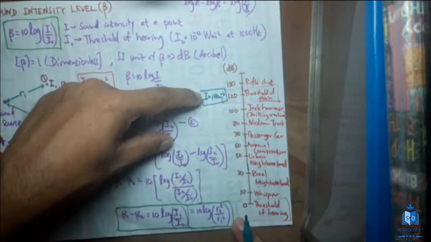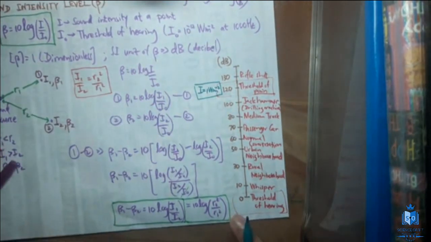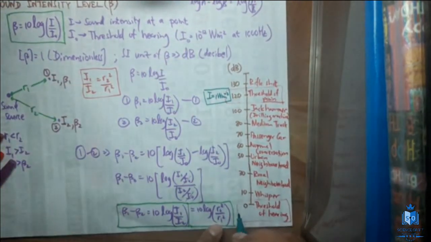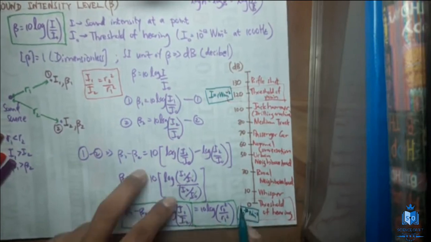If the sound intensity is above this, that will create a pain in your ear. And here, threshold of hearing, we have already discussed that. It is actually 10 to the power minus 12 watt meter minus 2. That is the threshold of hearing in terms of sound intensity, not intensity level.